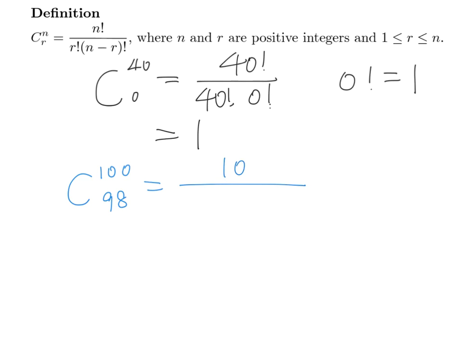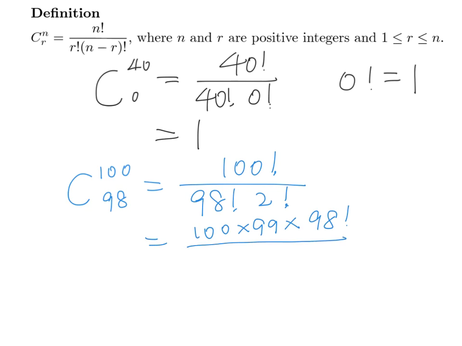100C98 is 100 factorial over 98 factorial, and 100 minus 98 is 2, so this is 2 factorial. This is equal to 100 times 99 times 98 factorial, and the factorial of 2 is just 2. So we can cancel out 98 factorial. So this one is equal to 100 times 99 over 2. So it is 4,950.